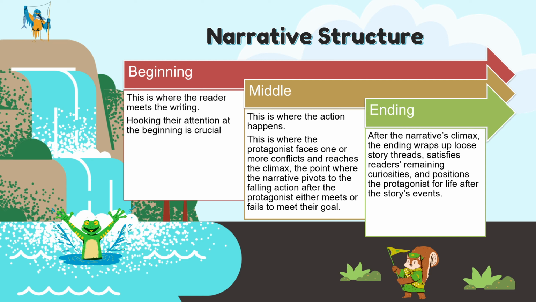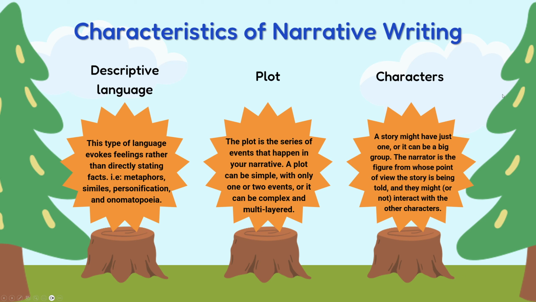Okay, moving on. So characteristics of narrative writing. There are three characteristics of narrative writing. First, descriptive language. This is where you use language to describe something. Because descriptive is describing, this type of language evokes feeling rather than directly stating facts. This is where you use metaphors, similes, personification, and onomatopoeia. For personification, maybe he is as strong as bamboo, stuck in the ground.